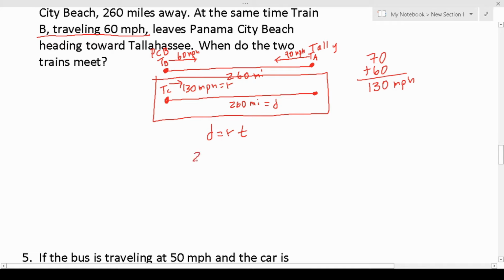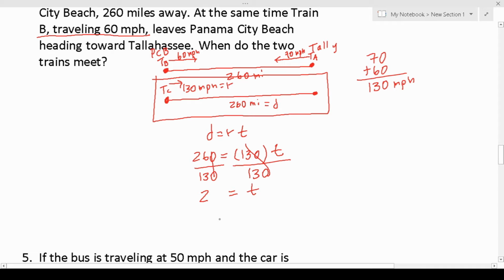We know distance is going to be 260 miles, so let's plug that in place of d. We know our rate is going to be the combined rate of train A and B. That is, it's going to be 130 miles per hour. And we know we're interested in solving for time. So in this case, all we have to do is divide both sides by 130 to get t by itself. This will cross out, leaving us with just t on this side. We could cross out these corresponding zeros, which makes this 26 divided by 13, which is just 2.